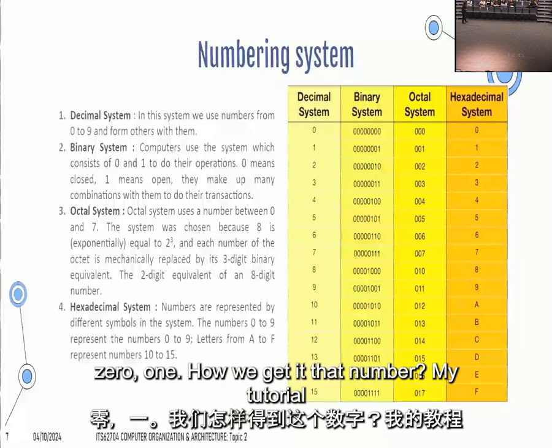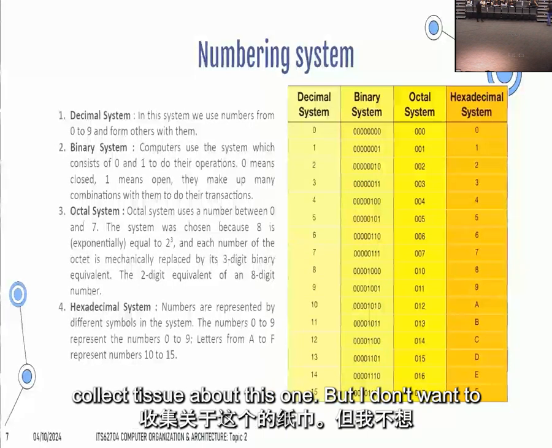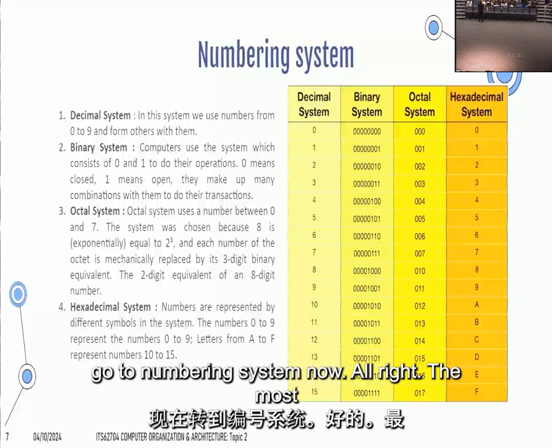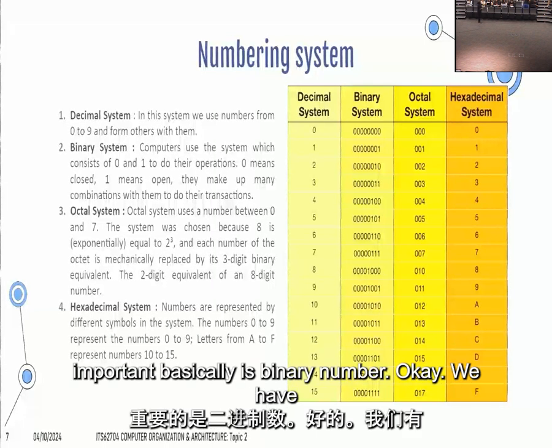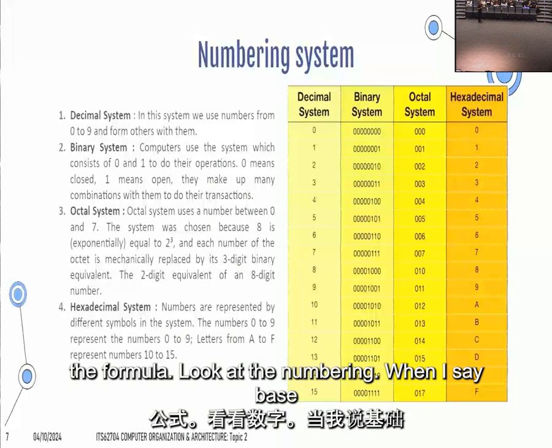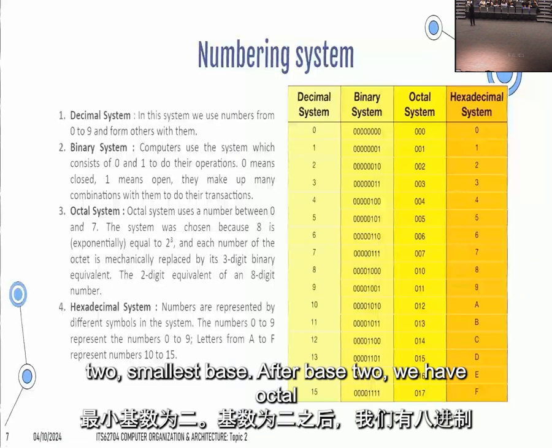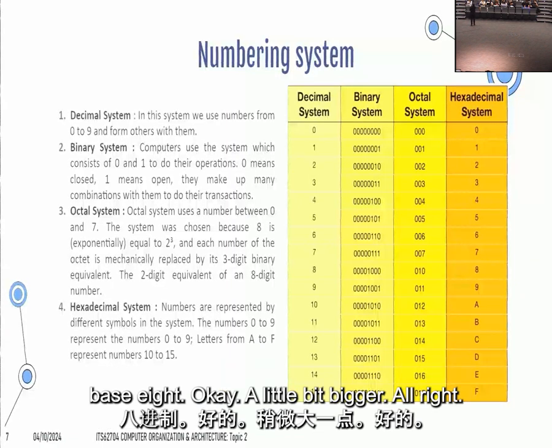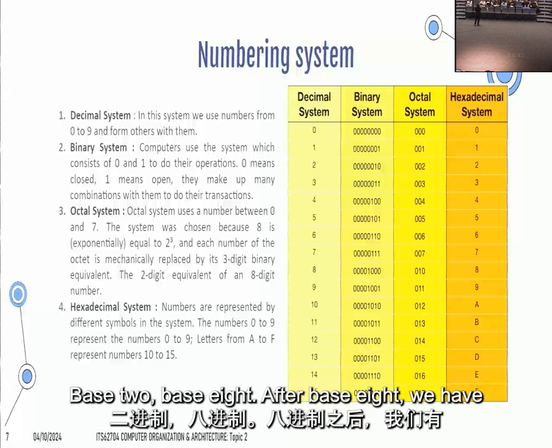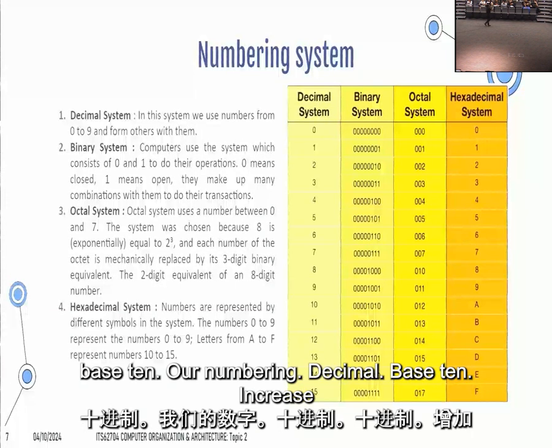How do we get that number? In my tutorial I teach you, but for the others I do not know whether your lecturer teaches you about this. But I don't want to mumble about this, because I want to go to the numbering system now. The most important basically is the binary number. We have the formula. Look at the numbering. Base 2 is the smallest base. After base 2, we have octal, base 8. A little bit bigger. After base 8, we have base 10, our numbering, decimal.